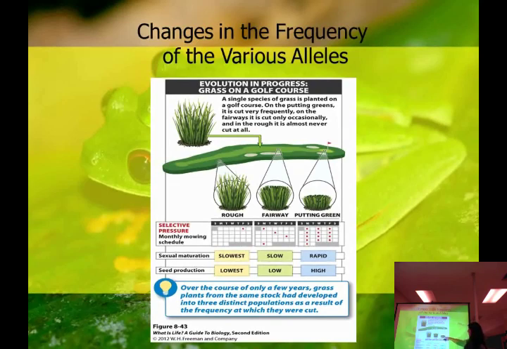But if you're the grass on a putting green, then you have to mature very rapidly and have very high seed production, because otherwise when they come along and cut you down, if you can't mature fast enough and don't produce any seeds, then you're not going to produce any offspring, and you're not going to pass your genes along to those offspring. So in just a few years, the grass plants from one planted golf course actually evolve into 3 distinct populations, and that happens in a matter of years.